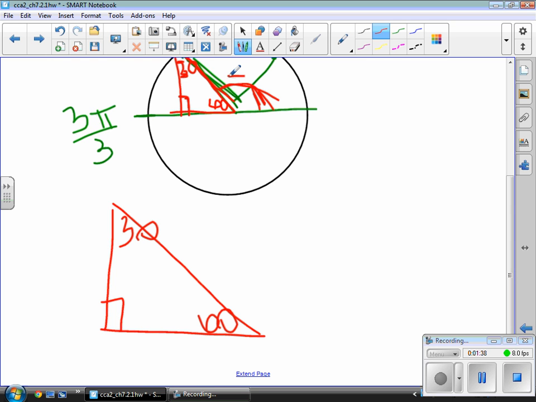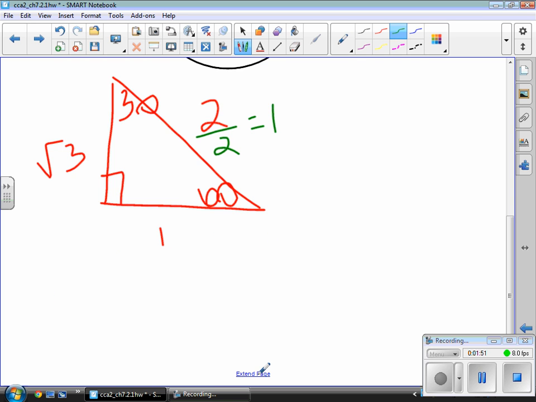Okay, so let's look across from our 30 degrees was a 1. Across from 60 was radical 3. Across from a 90 was a 2. So those are your old numbers. So I'm going to change them into the new numbers. Make this become a 1, so I need to divide everything by 2. All right, so there we go.